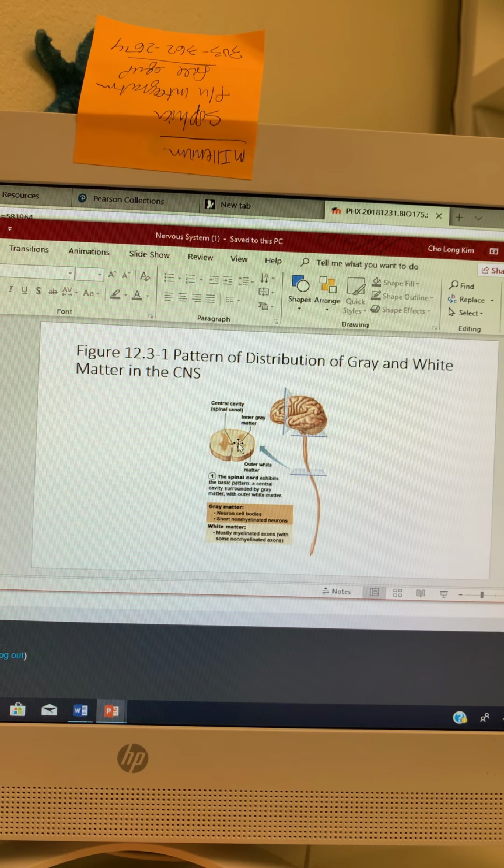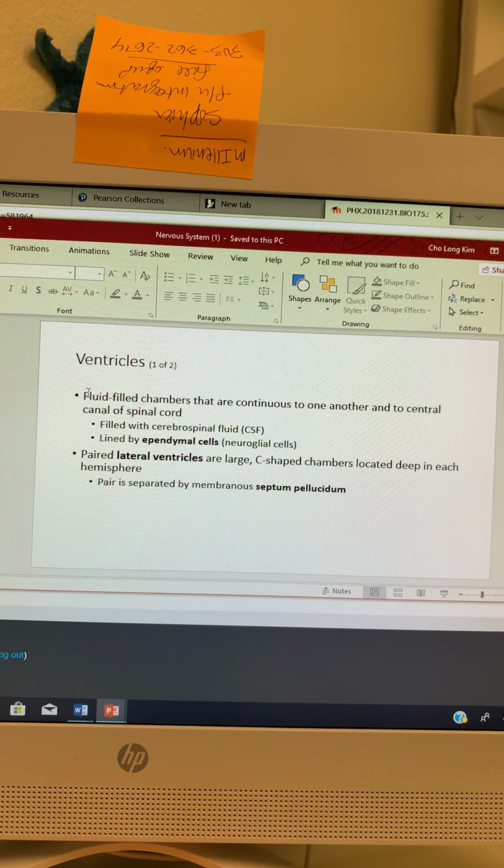So the cerebrospinal fluid flows through chambers called ventricles. There are many, and you will need to know the flow. If you haven't caught on by now, I really like tracing a drop of something or a particle of something. So ventricles are fluid-filled chambers that are continuous to one another and to the central canal of the spinal cord. It's filled with cerebrospinal fluid and lined with ependymal cells. Ependymal cells are neuroglial cells. They're just lining cells there and supportive cells.